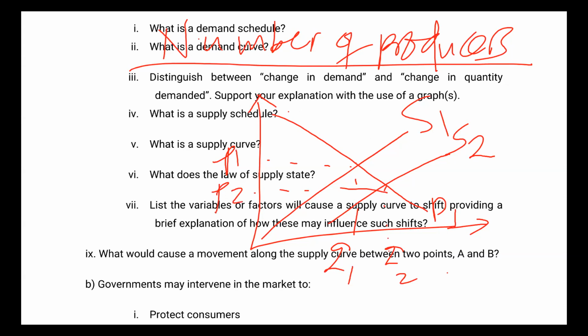So the price reduces to P2, the quantity increases to Q2 from Q1, and the equilibrium point moves from E1 to E star, right? The equilibrium point moves downwards, isn't it? Yes, sir. Any question? And the opposite is true.